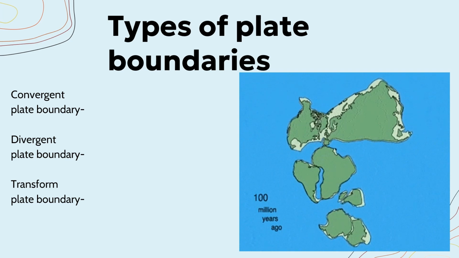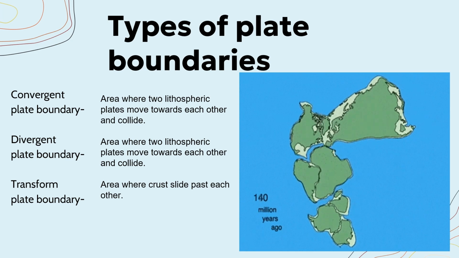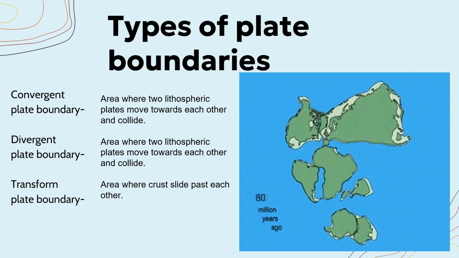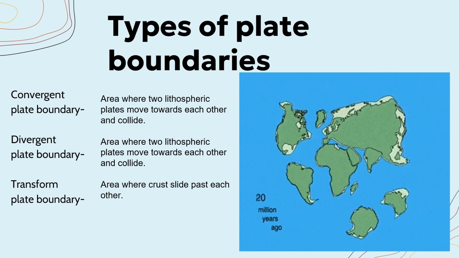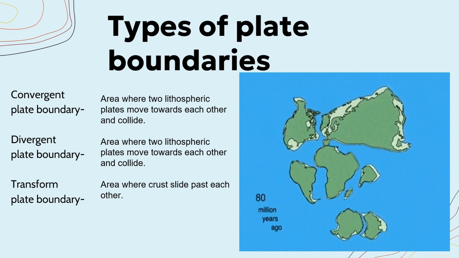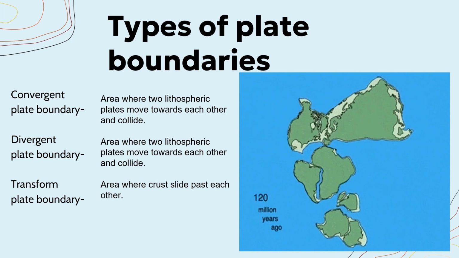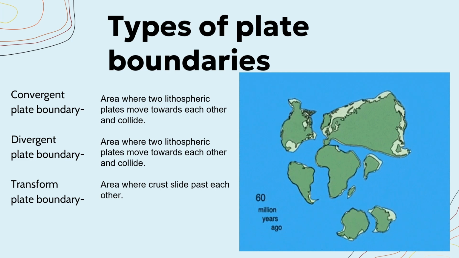First vocab word, convergent. Con is a Latin prefix meaning together or with. So convergent means plate boundaries moving together. Diverge means to move in different directions or deviate. So a divergent plate boundary is an area where two lithospheric plates move away from each other.